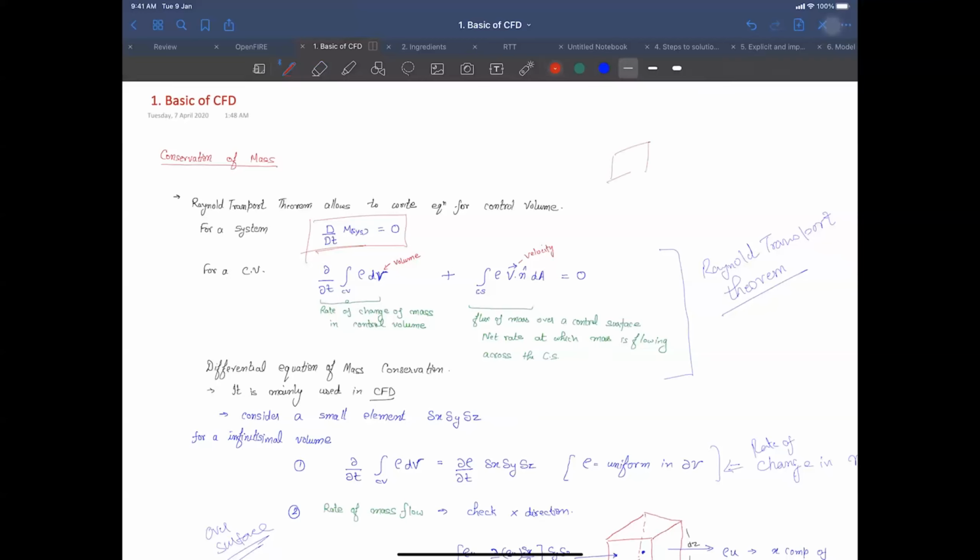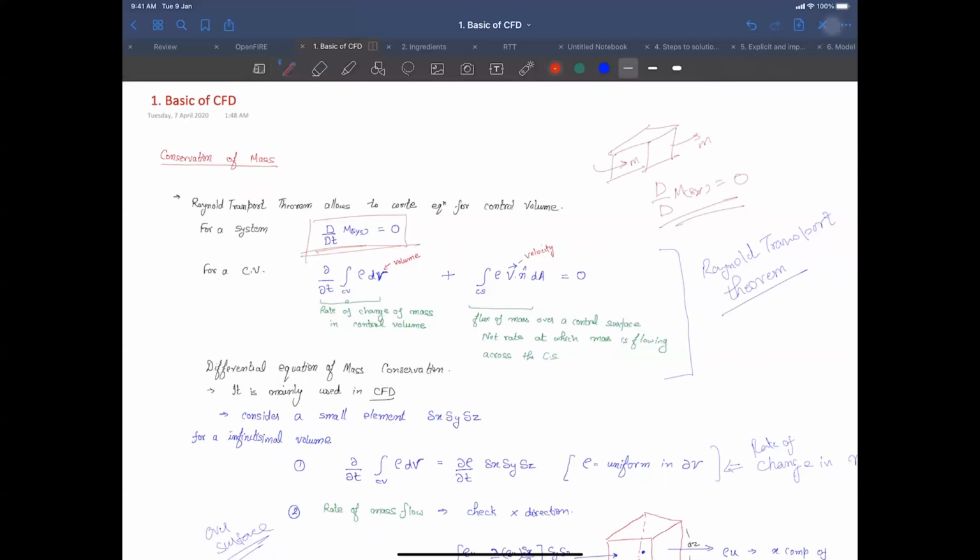For example, this is a control volume. Whatever mass is coming in, the same mass is going out. So in and out are equal, and the total change in mass of a system is equal to 0. So let's go to the Reynolds transport theorem, which we discussed.